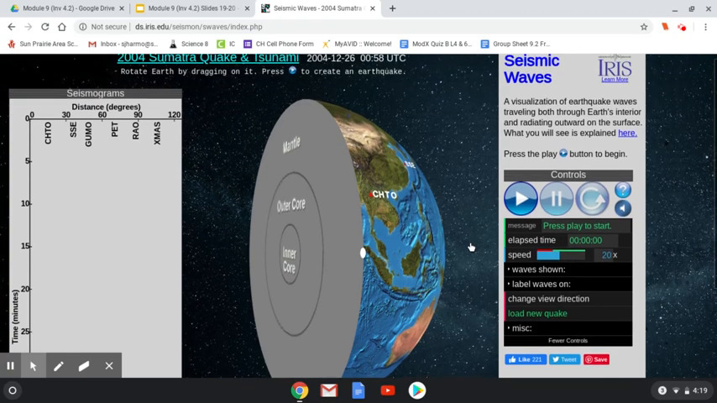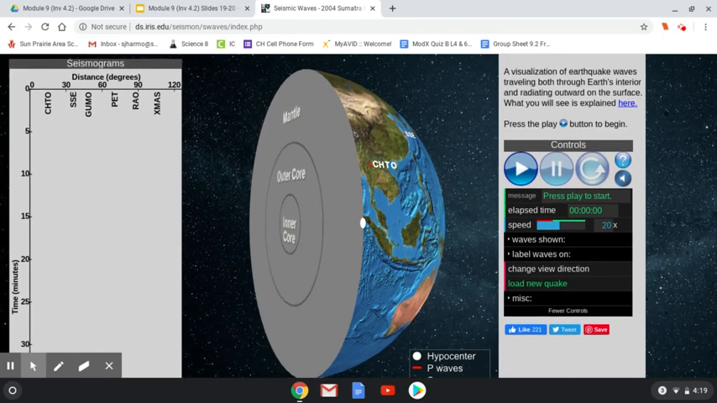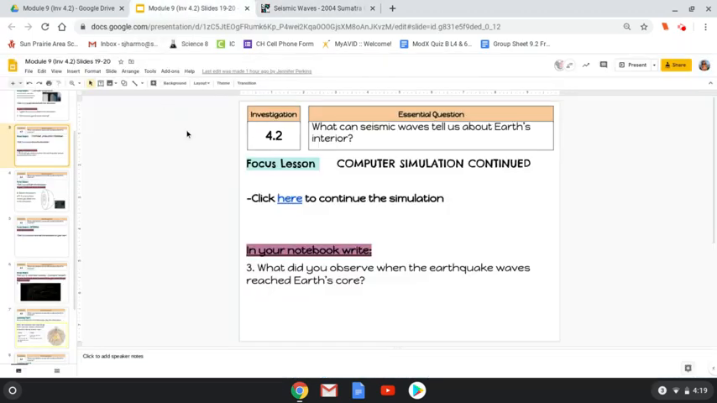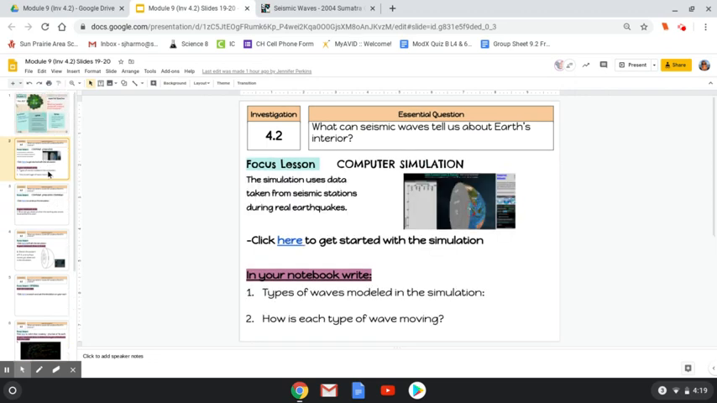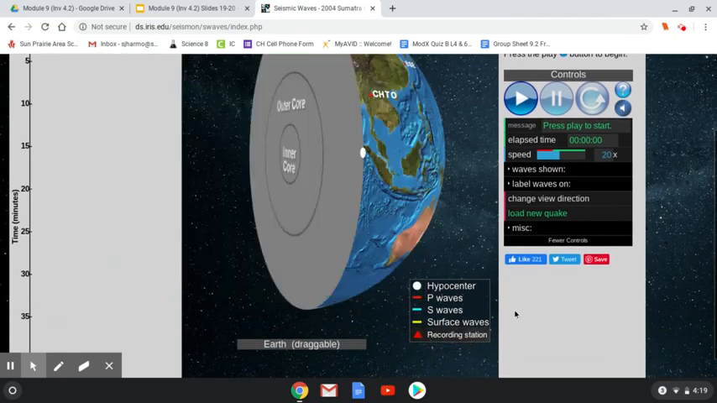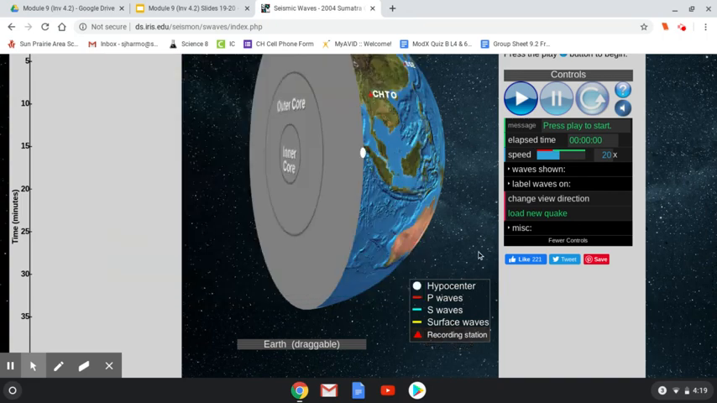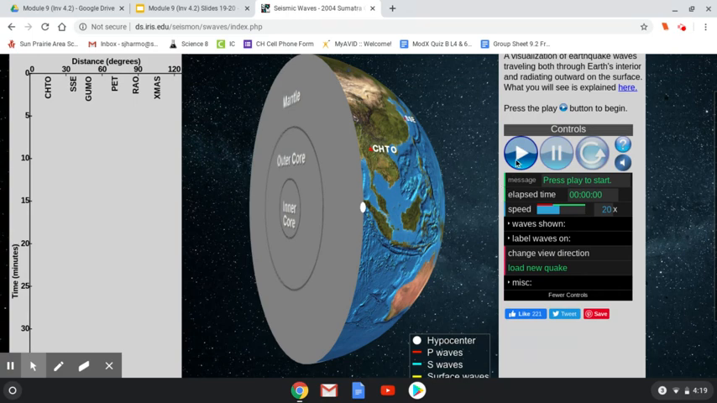So we're going to go ahead and play this earthquake to see what happens. We're going to watch the waves for the first 4 seconds. If we go back to slide 2, it tells us we are looking for the types of waves modeled in the simulation and how each type of wave is moving. I probably already know the types of waves: P waves, S waves, and surface waves. And if I come here, it even tells us a little bit more about that. Let's go ahead and play.